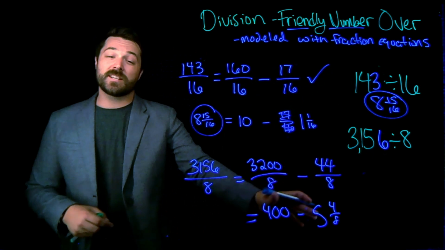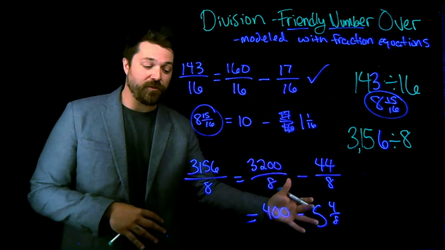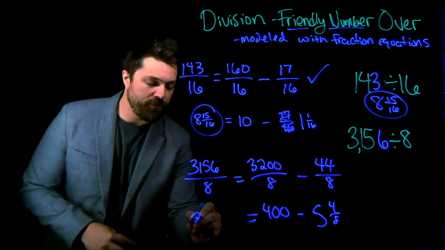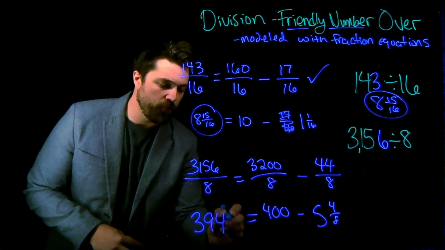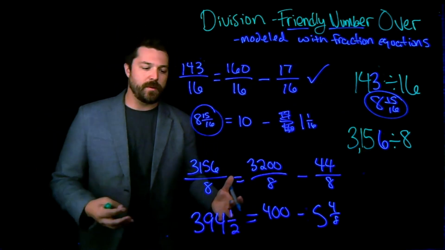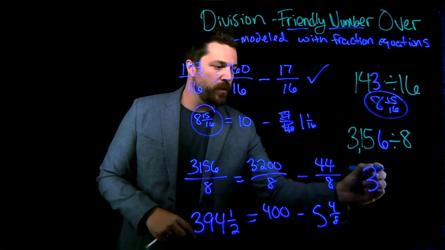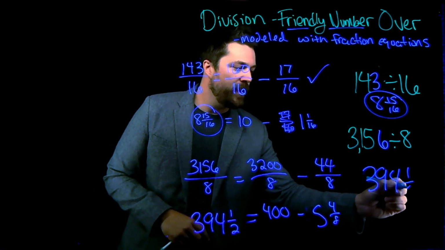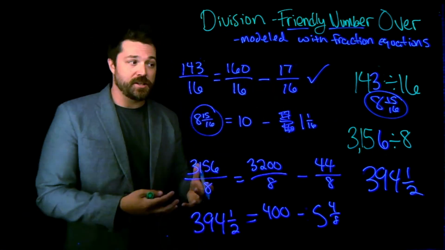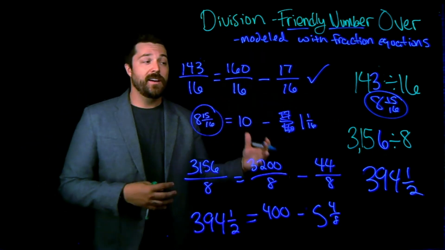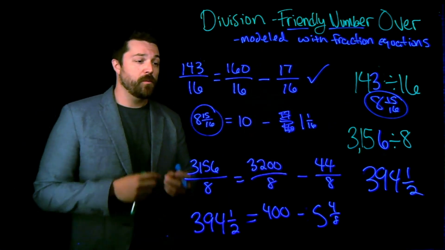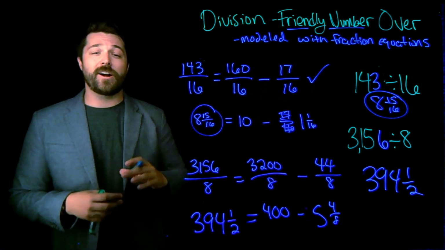44 over 8 will simplify to 5 and 4/8, or 5.5, but we could leave it at 5 and 4/8. So I'm just going to now subtract. I know 400 minus 5 is 395. Subtract that other half, 394 and 1/2 or 4/8. Either would be appropriate. So the quotient is 394.5. And so that is the friendly number strategy applied to division in 4th grade without remainders, even in 5th grade with those fractional remainders, using this fraction equation model.